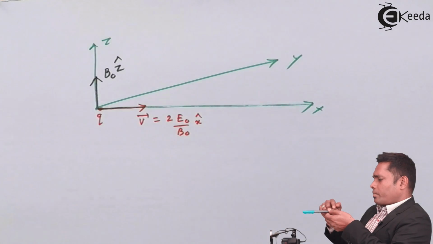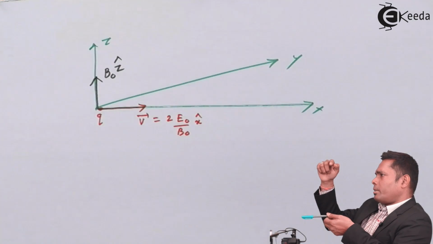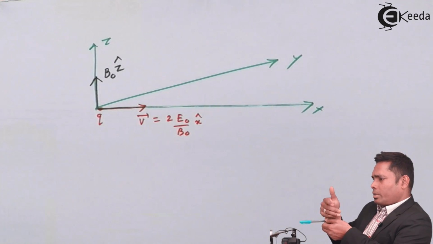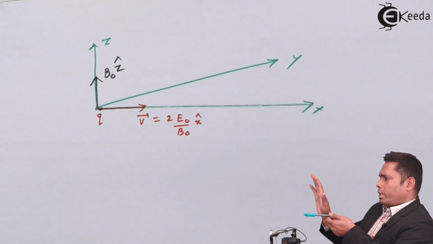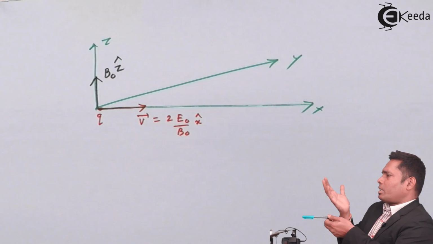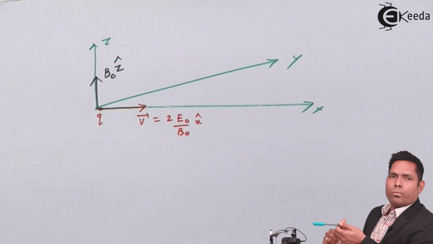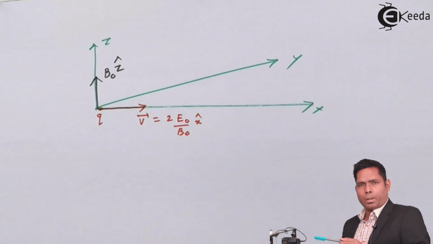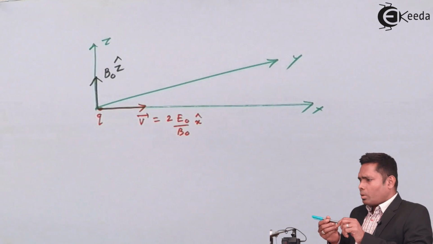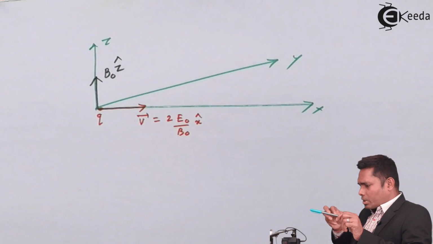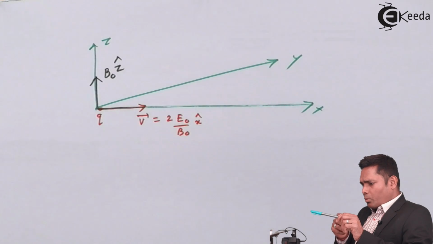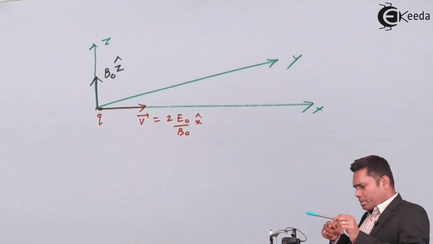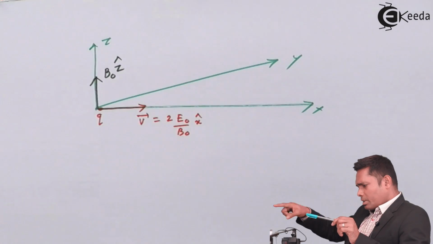This is X, this is Z, then this is your Y: X, Y, Z. So QVB: QV is in this direction, B is in this direction. This is the direction of the force to which the particle will be subjected. So the particle will start moving in this direction. The force experienced by this particle will be in this direction, and the velocity is in that direction.